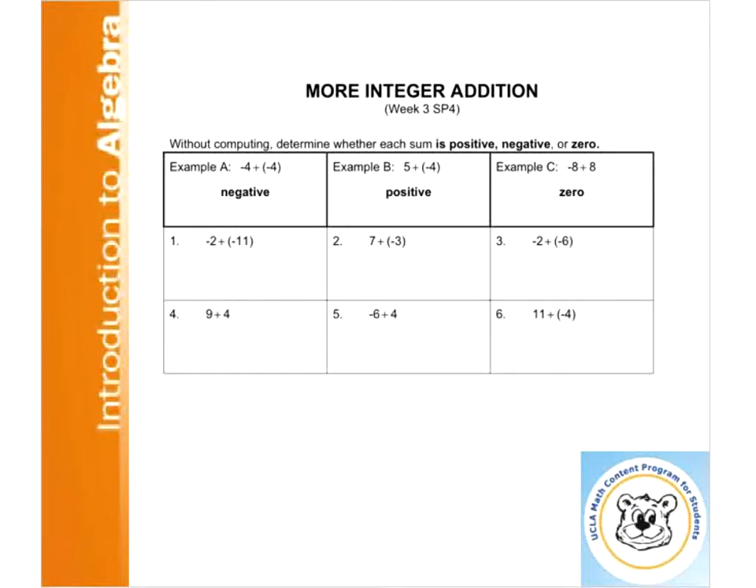In your packet, you'll notice that SP4 is different. Okay. Here, top of SP4, we want students to just look at the problem and without computing, determine whether the sum is going to be positive, negative, or 0. So they have to kind of look back to the previous pages and think about the rules that they generalized for sums with addends of the same sign and sums with addends of different signs. Okay. And we're not going to go through these because it's pretty self-explanatory, but I did want to point out that that's what SP4 is about.